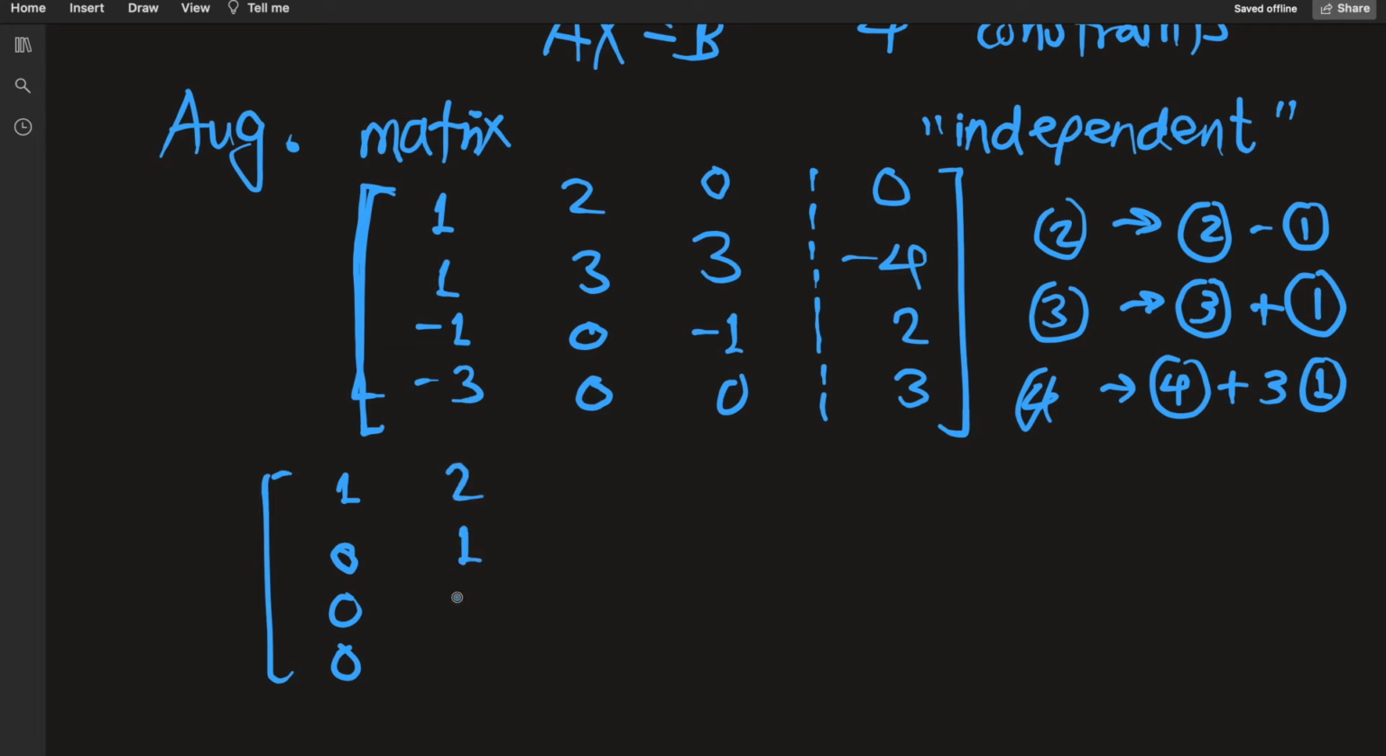Here we have 2, 1, 2, 6, 0, 3, negative 1, 0, 0, negative 4, 2, 3.